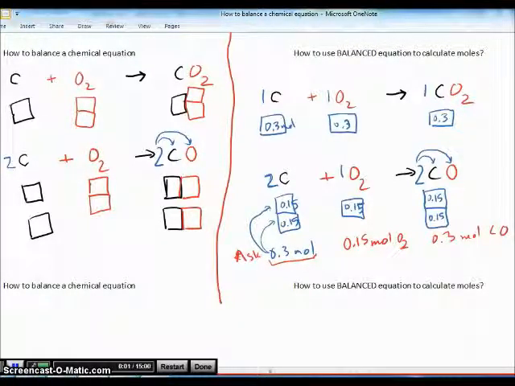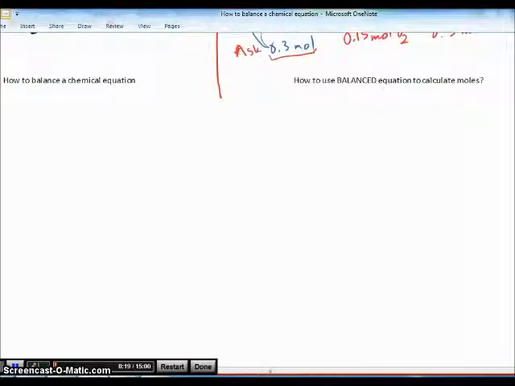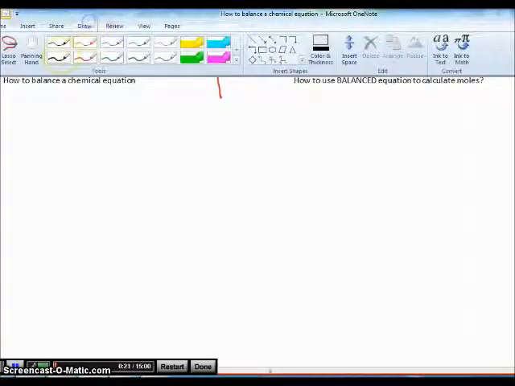Okay, so far we have learned how to balance chemical equations and how to calculate the number of moles from that balanced equation. But life isn't always going to be carbon and oxygen in a simple formula like this. Sometimes you get really complicated equations.